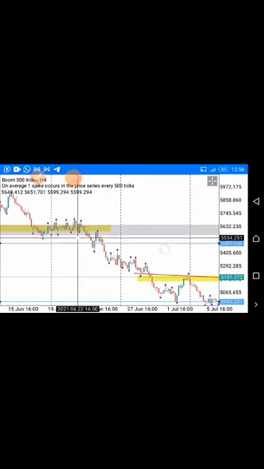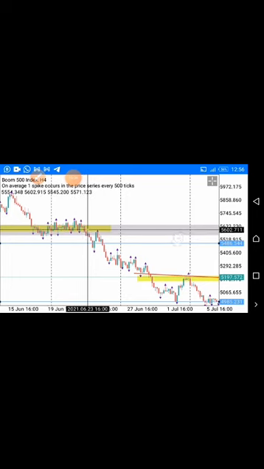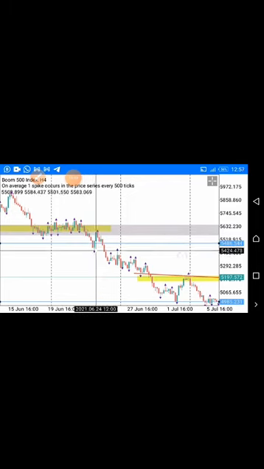When it breaks this point, do you just sell? No, I don't just sell when it breaks. What I do is that I wait for the retest. Once it retests at this point, as you can see here, then I take the trade. Actually, I don't just take the trade like that.